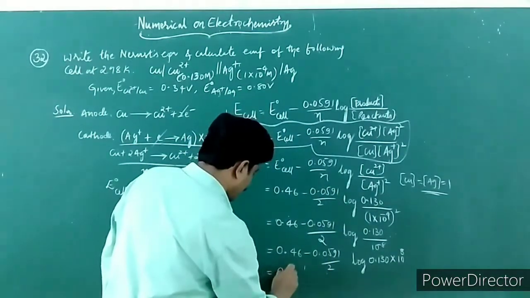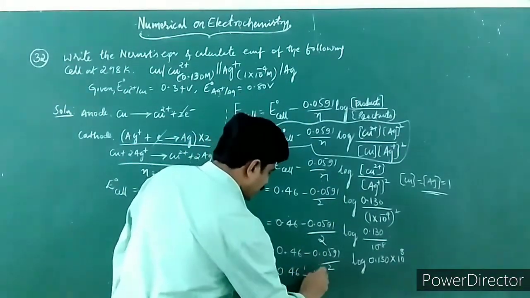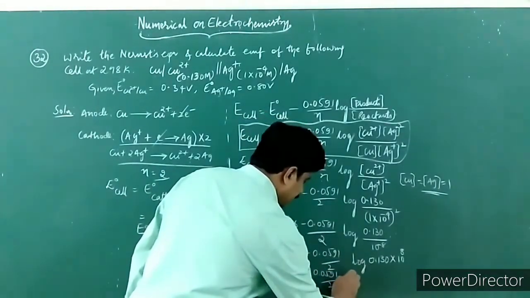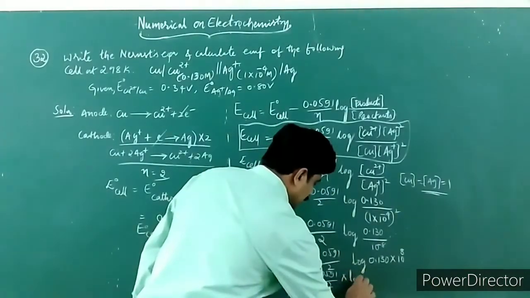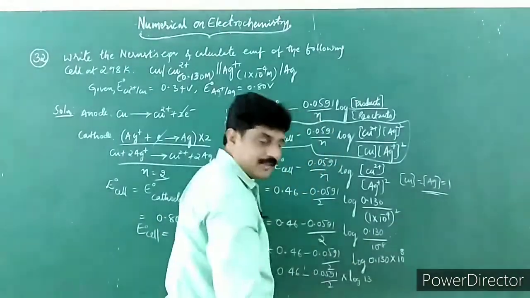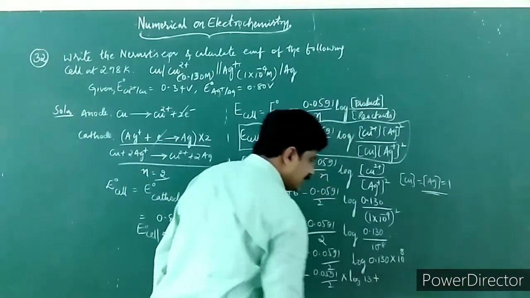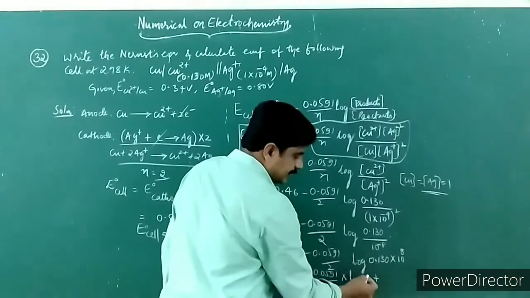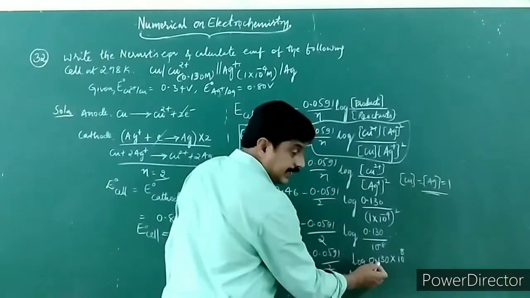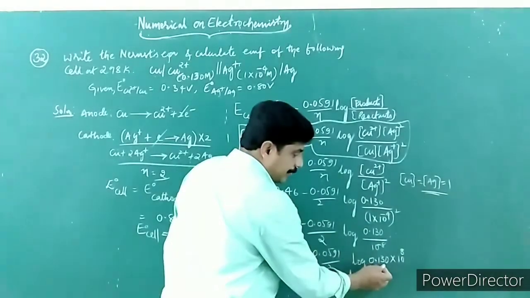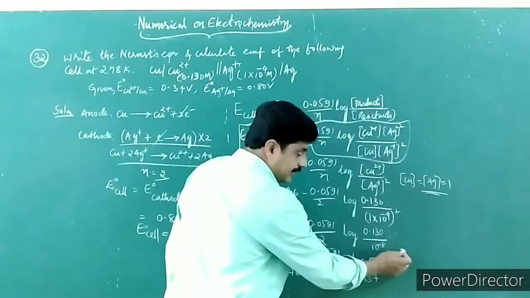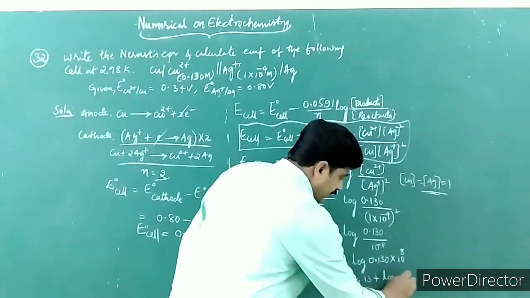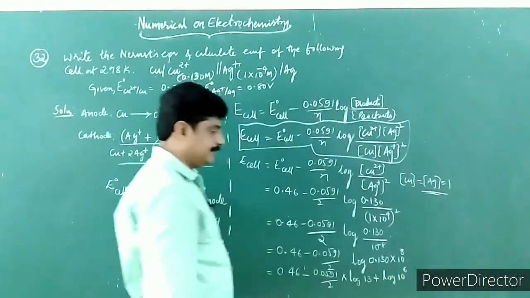Now 0.46 minus 0.0591 upon 2. Children, here you should be very careful, into log 13. Got it? Plus, children, look at here. Now what did I do? I changed the decimal place here, right? Then it will become 10 to 13 into 10 to the power minus 2, 10 to the power minus 2 here, 10 to the power 8. That will become what? Look at here, log of 10 to the power of 6.